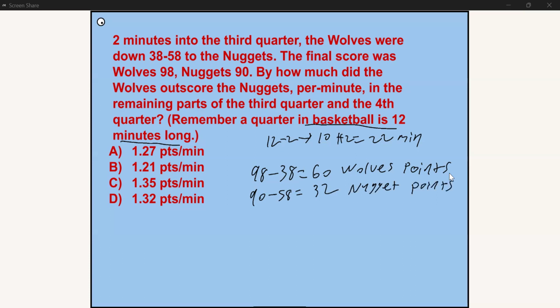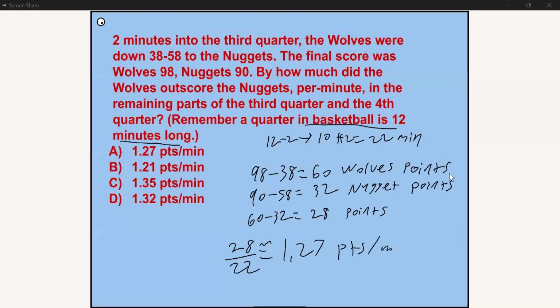Okay. So now let's find how much they were outscored by. 60 minus 32 gets us 28 points. And now per minute, we'll do 28 divided by 22. And that gets us approximately 1.27 points per minute. You can just put that in your calculator. So it's not that, not that, not that. It is A.